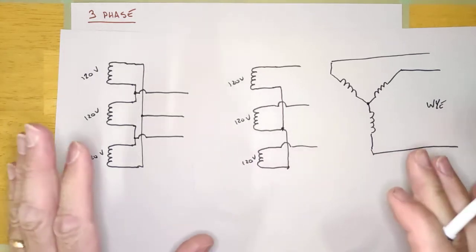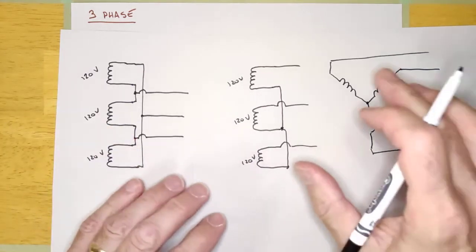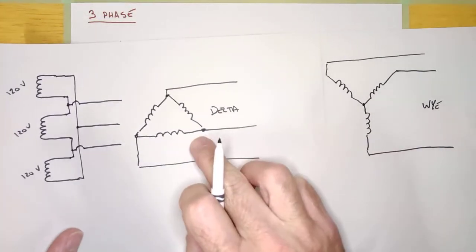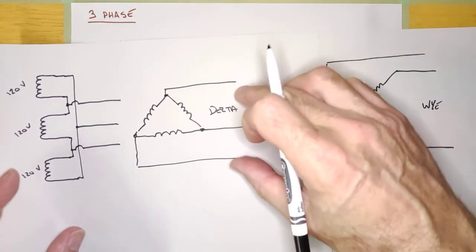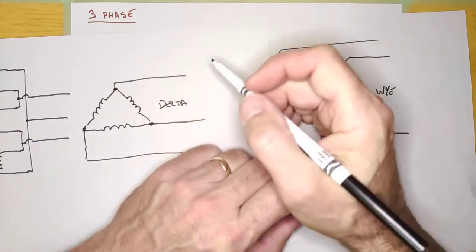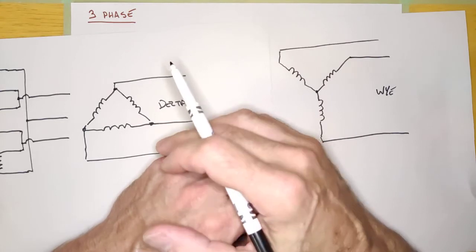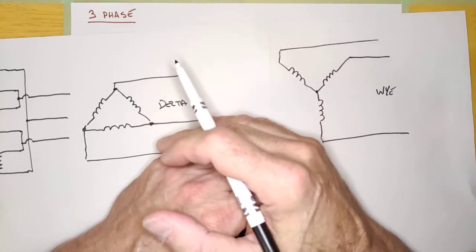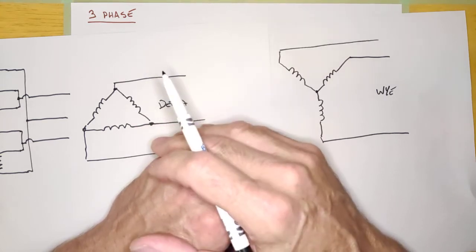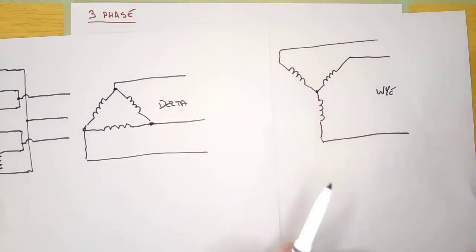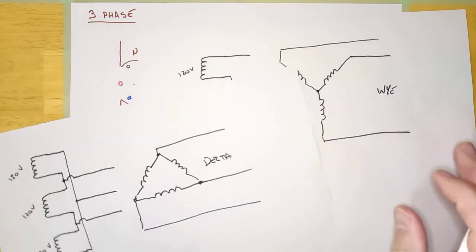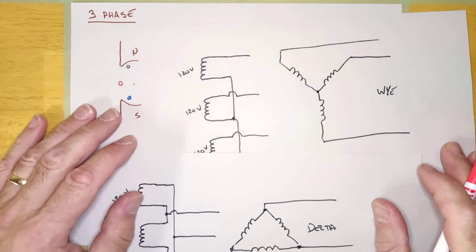Okay, now we're going to talk about how connecting it Y and how connecting it delta ends up changing things out here. But before we do that, guys, we need to talk about some terminology, okay? Because I'm going to be referring to phase voltage, and I'm going to be referring to phase current, and I'm going to be referring to line voltage, and I'm going to be referring to line current. And it's really important that we don't mess that up.